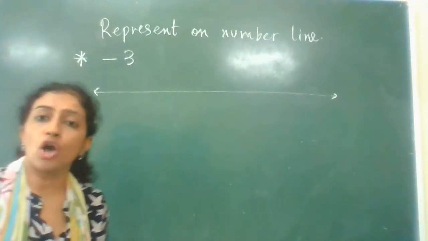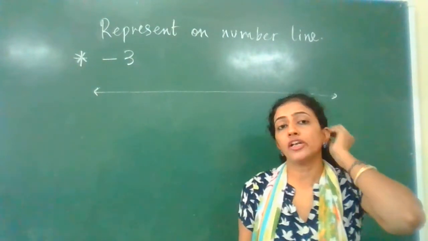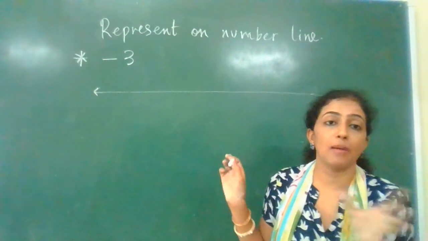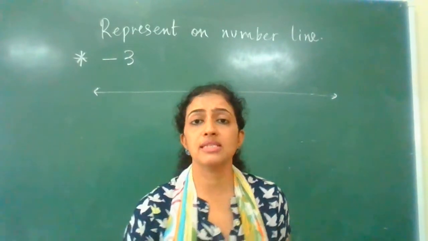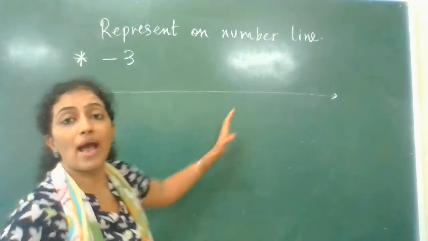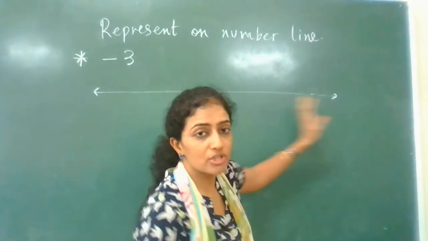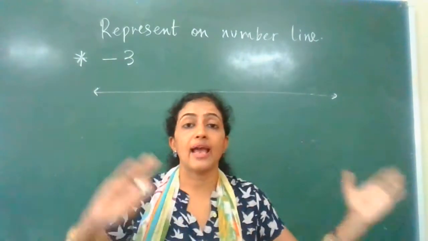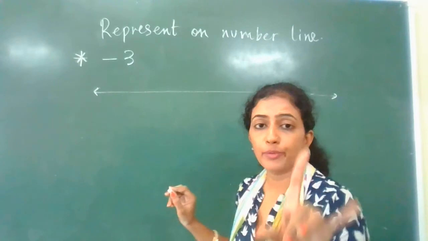Always remember, according to the requirement only you have to show the numbers on the number line. It is not at all necessary that both sides you have to show the same numbers. If you require more positive numbers, you can show more positive numbers and fewer negative numbers. If you require more negative numbers, you show more negative numbers and fewer positive numbers. Okay, so first of all we'll put the zero.